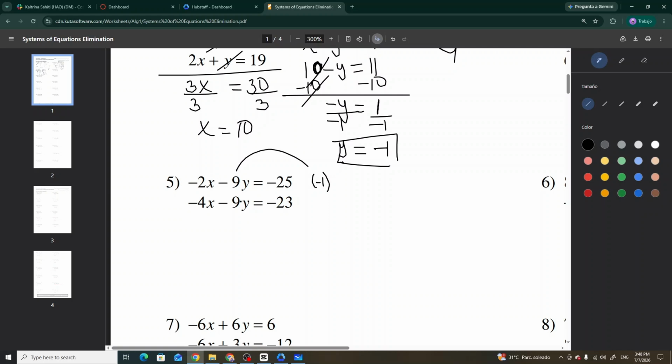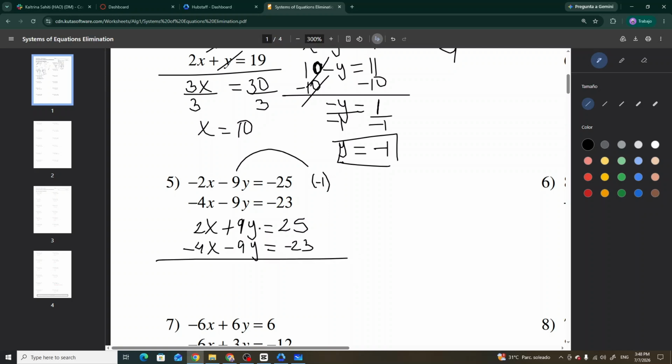And the rule is, if you multiply one term, you have to multiply all the terms in that equation. Let's do negative 1 multiplied by negative 1, that's positive 1. I'm just rewriting the equation. Negative 9 times negative 1 is positive 9y, and negative 25 times negative 1 is positive 25. You see, I just rewrote the first equation. The second, I will copy as it is: negative 4x minus 9y equals negative 23.